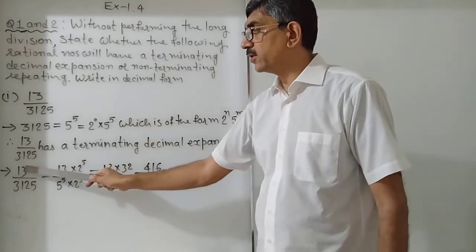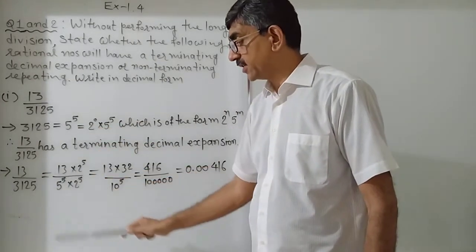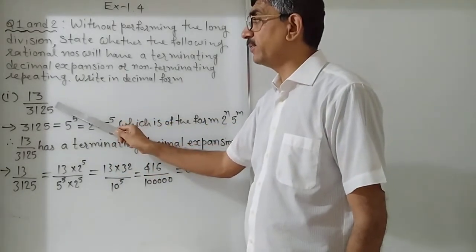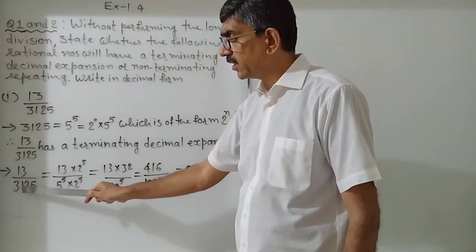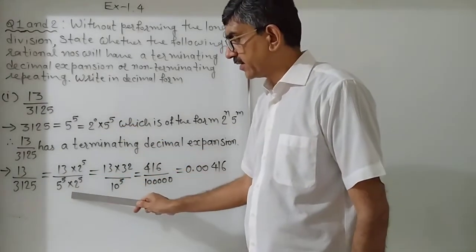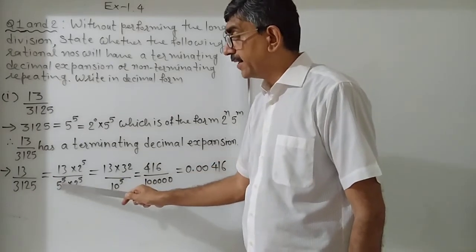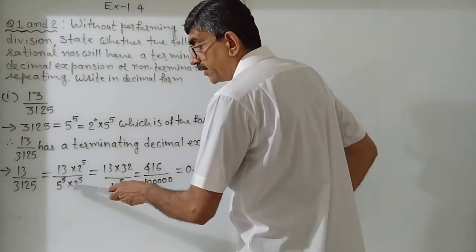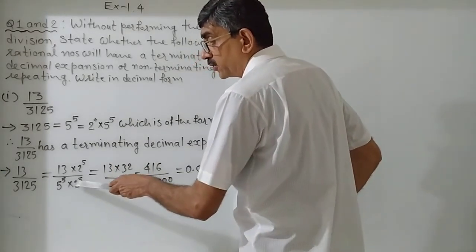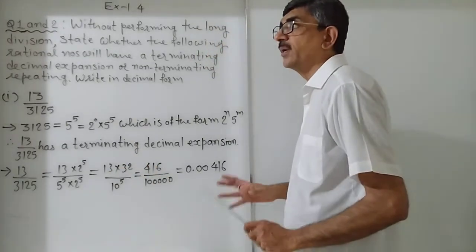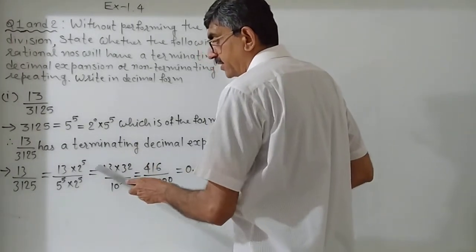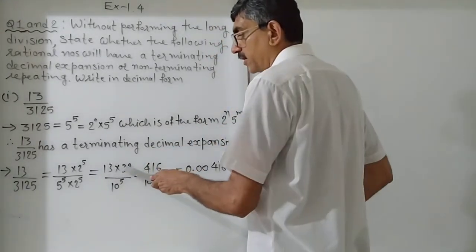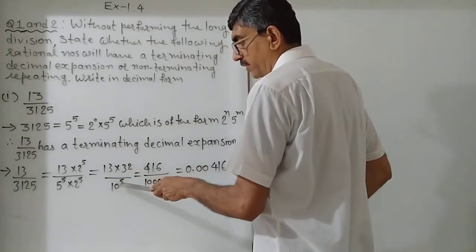Now for question number 2, we have to express it in decimal form, because this rational number's decimal form is terminating. 13 upon 3125. Factorized, the denominator is 5 raised to 5. Now to convert 5 to a power of 10, we multiply by 2 raised to 5, because 2 times 5 is 10, and the power should be the same. Then we multiply the numerator by 2 raised to 5. 13 as it is; 2 raised to 5 means 2 into 2 into 2 into 2 into 2, 5 times, which gives 32. And the denominator becomes 10 raised to 5.